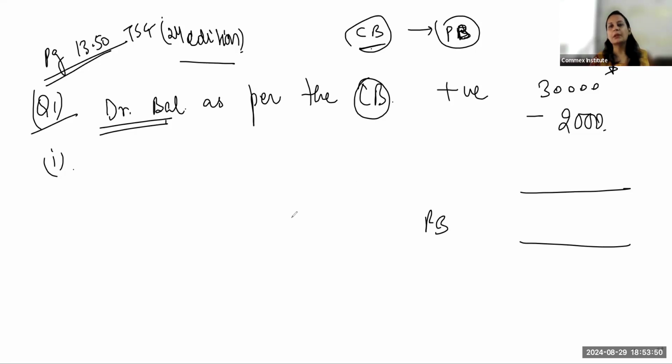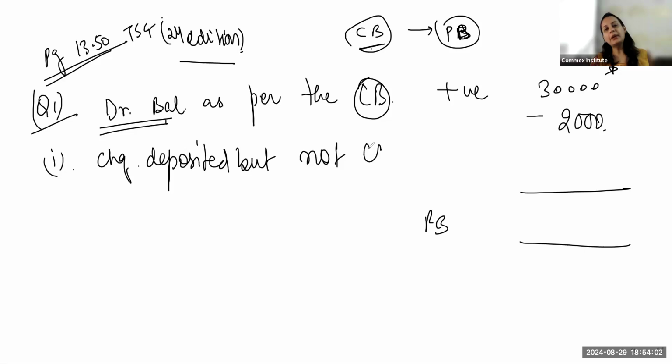Okay, see, kids, this was check deposited but not cleared. So what happened? We received a check from our debtor and the cashier immediately sent it to the bank. And as soon as he sent it to the bank, what do we do? If we don't bank it the same day, then we pass the entry in the journal proper as checks in hand. But if we have deposited it, we'll quickly debit our bank account. In the cash book, we'll go and debit our bank account.